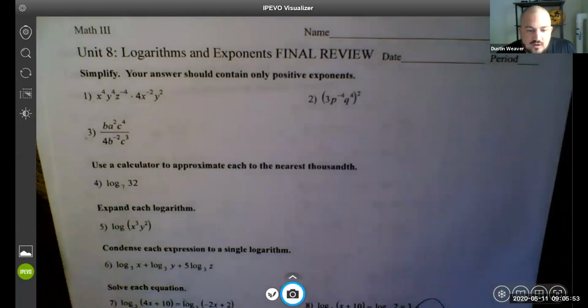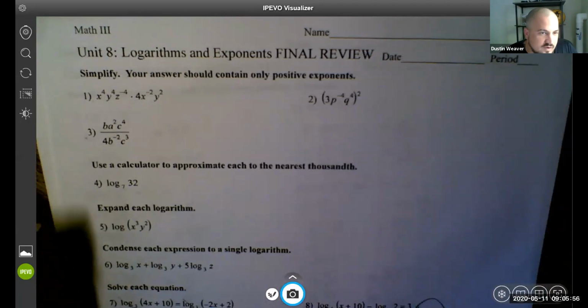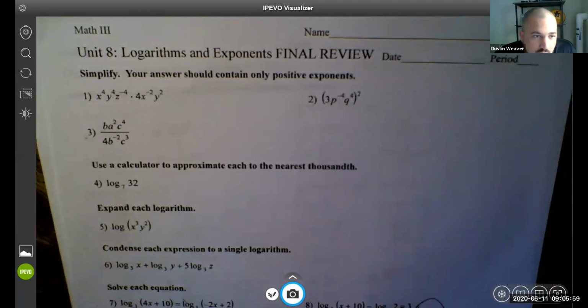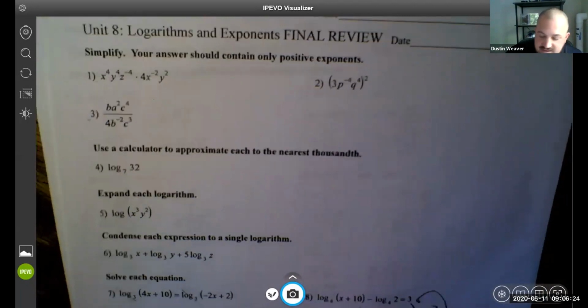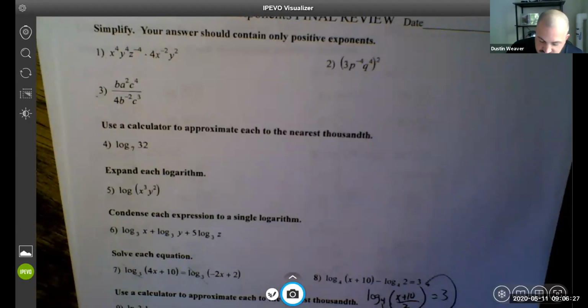So this says Unit 8, Logarithms and Exponents Final Review. If you look at number 1, your goal is to add your exponents there. And we talked about that. Number 2 is multiplying your exponents. And number 3, you would be subtracting your exponents. In question number 4, you're typing that into the calculator, log base 7 of 32, and you get an answer. It says to the nearest thousandth, so that's 3 decimal places. In number 5, expanding. If you're multiplying, you want to add. And if you have an exponent, you want to move it in front.